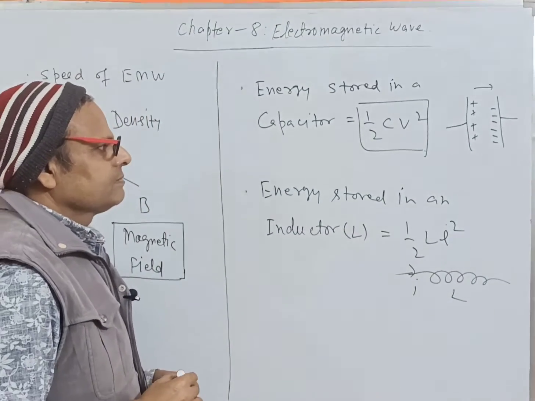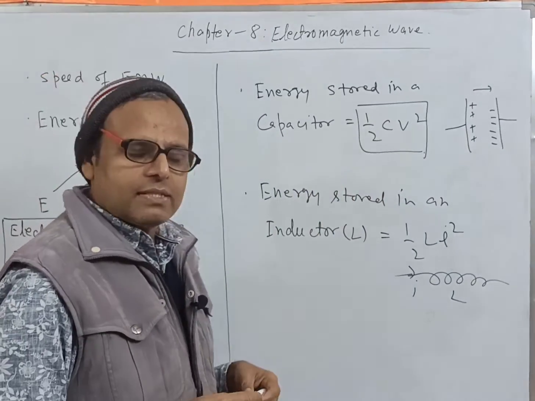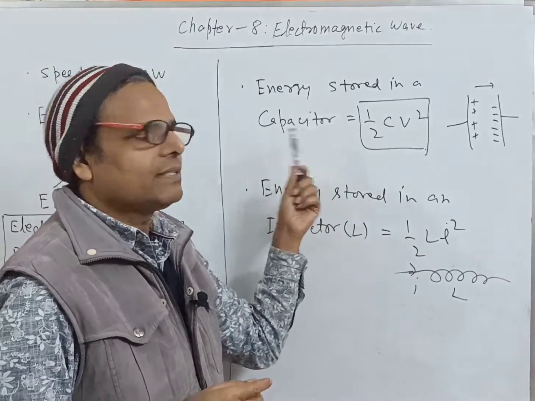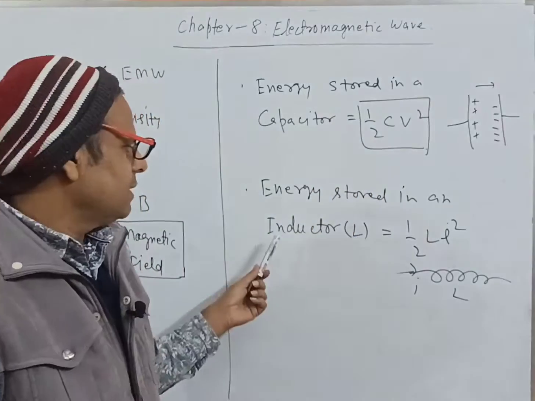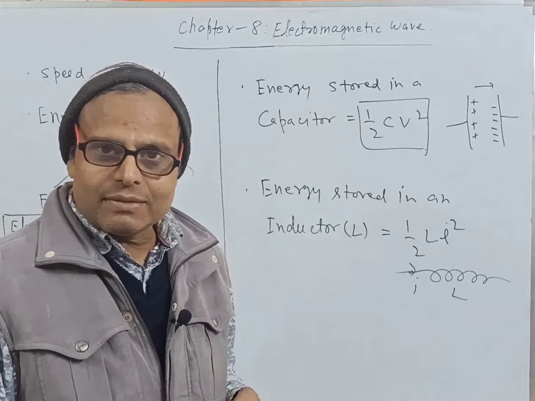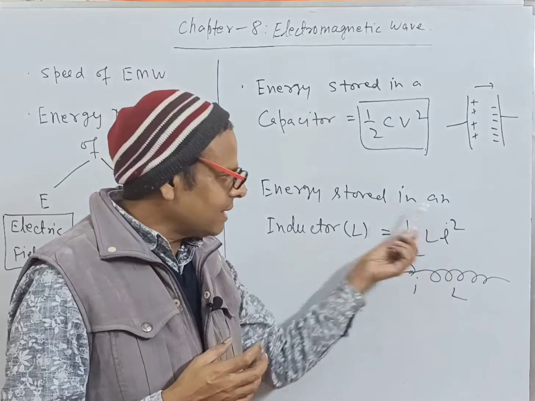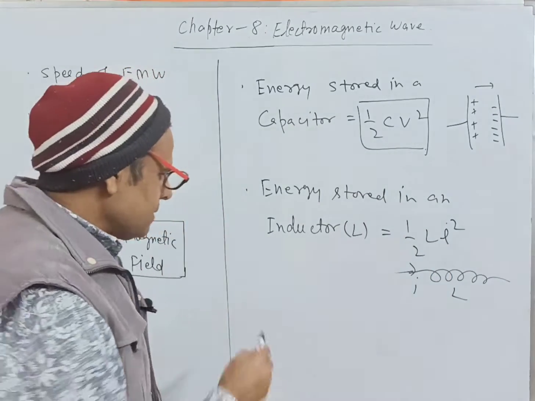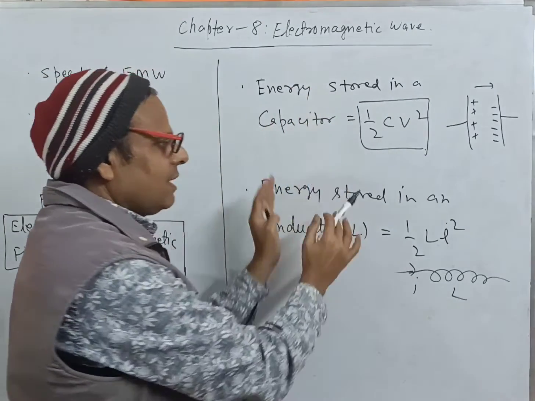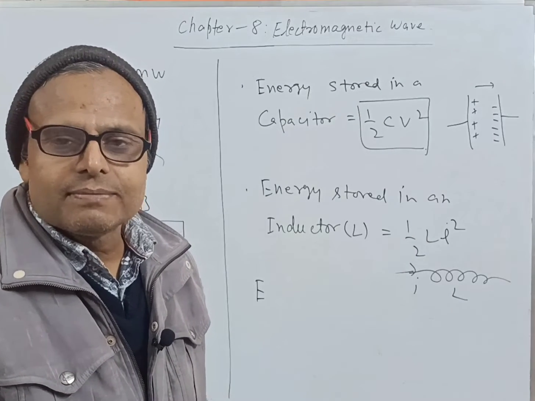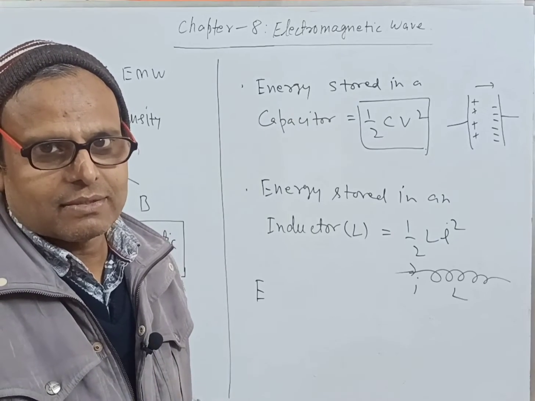So the energy density of electric field will be calculated from this formula, and the energy density due to magnetic field, which is stored in an inductor as half L I square, will be calculated by this formula. Half of the energy density is associated with electric field and half with magnetic field. Both are equal. We will see in the next class what the value is.